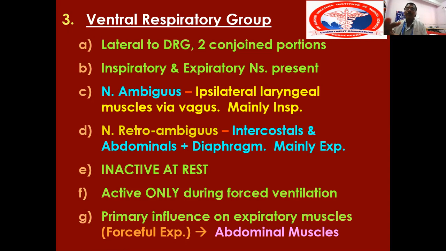See, the ventral respiratory group is believed to cause both inspiration as well as expiration. And it will be inactive at the time of rest and active only in forced ventilation. So when hyperventilation happens, this center becomes activated and acts accordingly. Its primary influence is on the expiratory muscles, that is, forceful expiration, abdominal muscles. So these are the roles of the ventral respiratory group, which is located ventrally in the medulla and lateral to the dorsal respiratory group, in two conjoined portions.